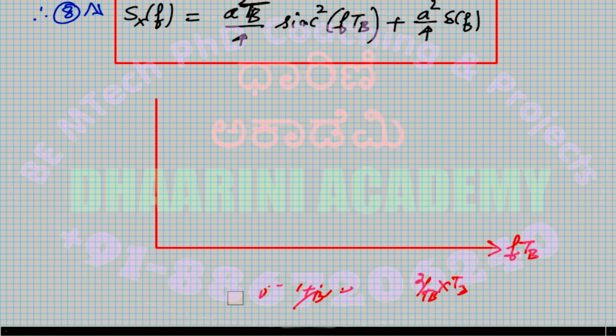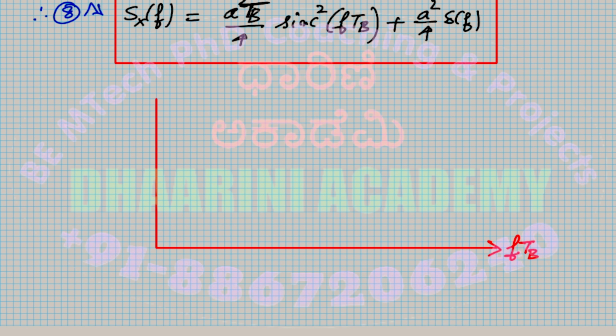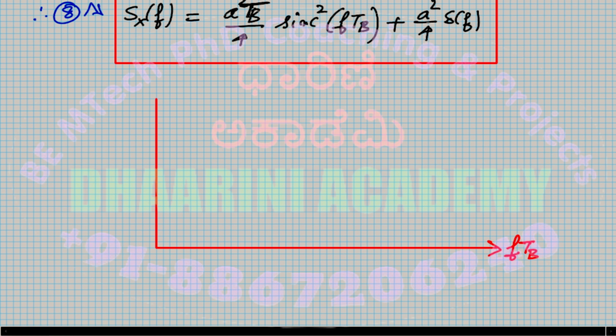Otherwise, definitely you can write 1 by Tb, 2 by Tb, etc. No issue. Whatever you feel comfortable with, you can use. That is still valid. I'll write the first few values: this is at 0, at 1, at 2, and so on.